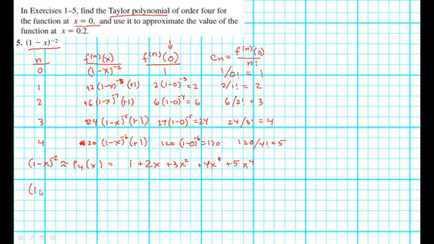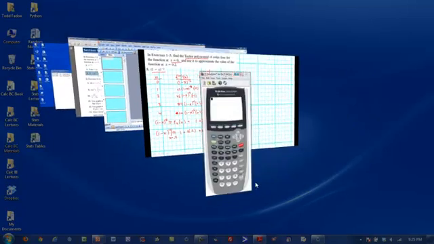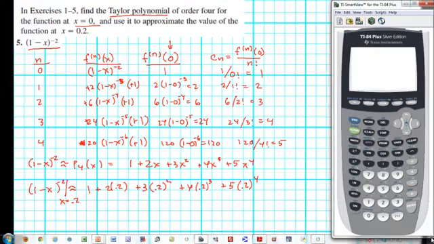So the value of 1 minus x to the negative 2, when x is equal to 0.2, is approximately 1 plus 2 times 0.2 plus 3 times 0.2 squared plus 4 times 0.2 cubed plus 5 times 0.2 to the 4th. And I think I'll use the calculator to find what that value is.